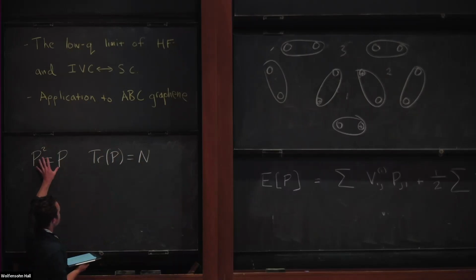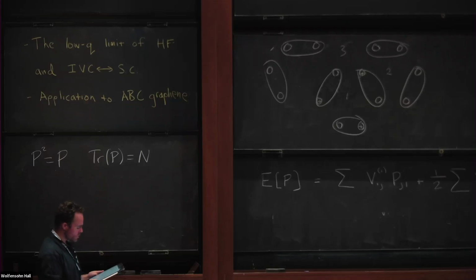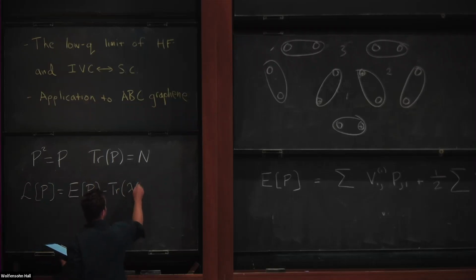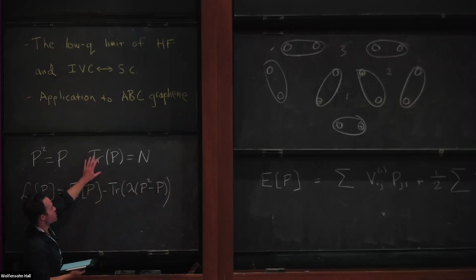It turns out this is actually the important one. This one won't matter too much. So to do that, we do the general trick of introducing a Lagrange multiplier. I'll define a kind of Lagrangian L of P as the energy part, and then I'll do minus trace lambda (P squared minus P). As I said, I'll skip over it now. It turns out this part of the constraint doesn't matter too much. Only this one matters.